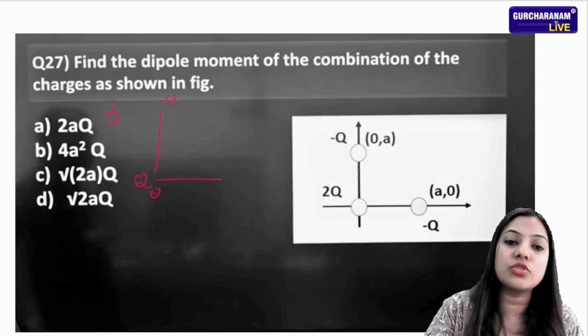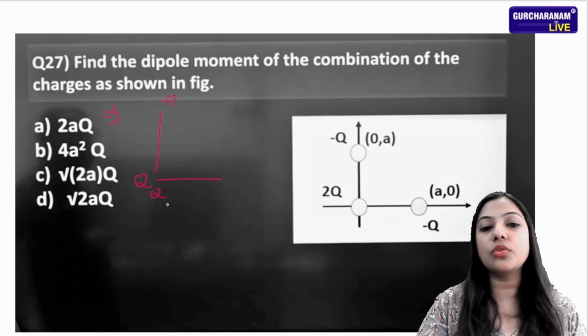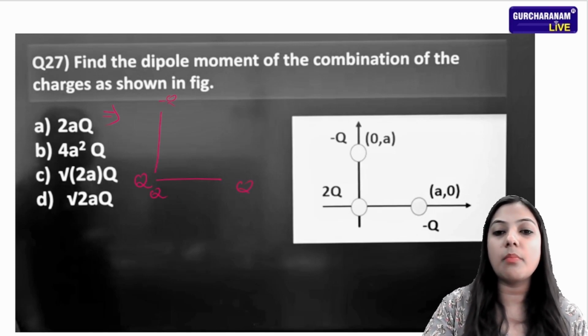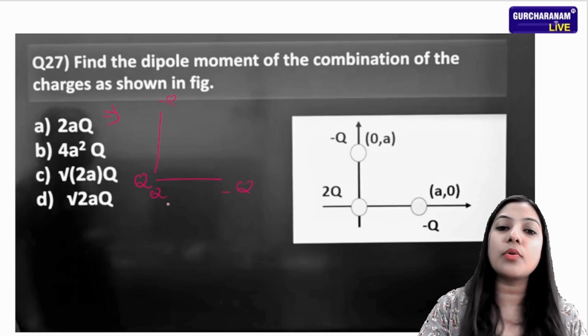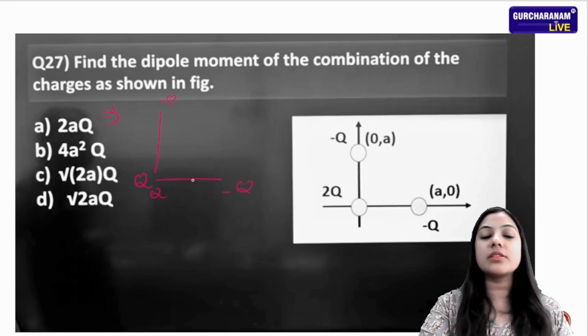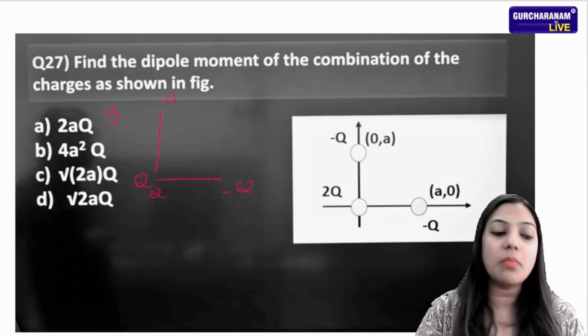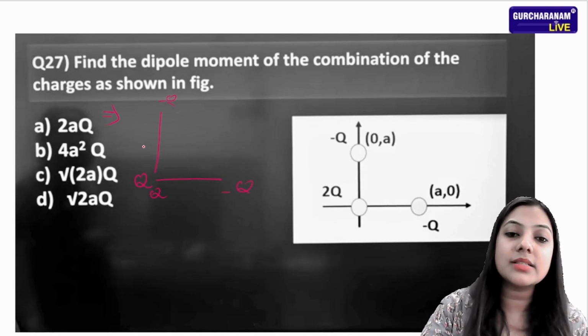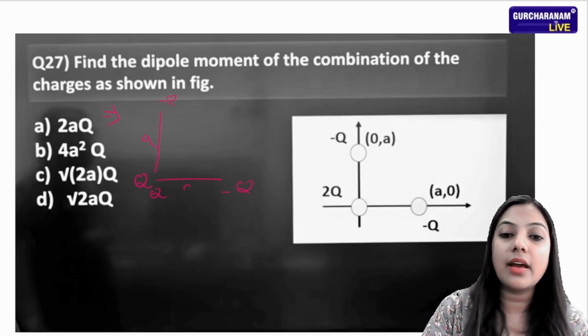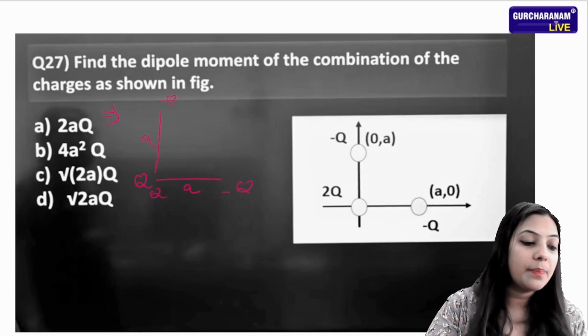This is also Q charge. This is 2Q, na? So Q and Q. And this is minus Q. So there are two dipole moments. There are two couple charges, na? Plus Q minus Q, plus Q minus Q. Okay, and they are separated by the distance A, and here is also A.